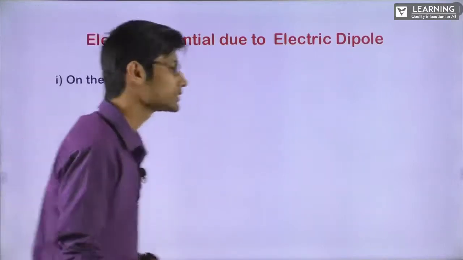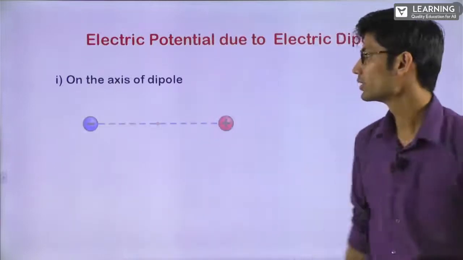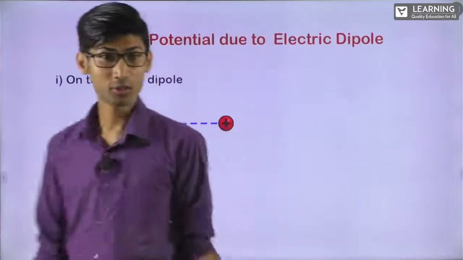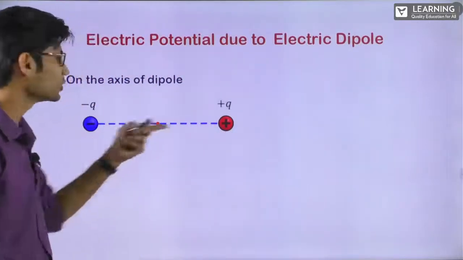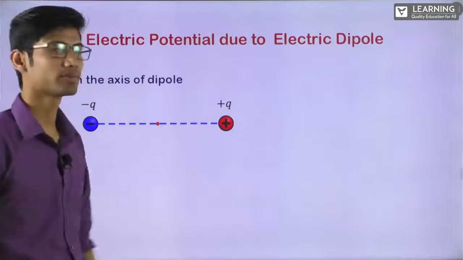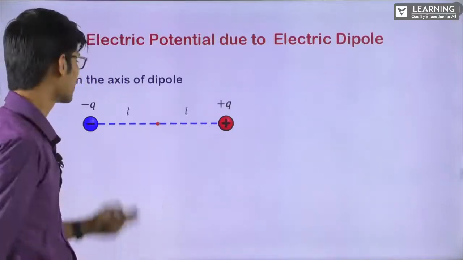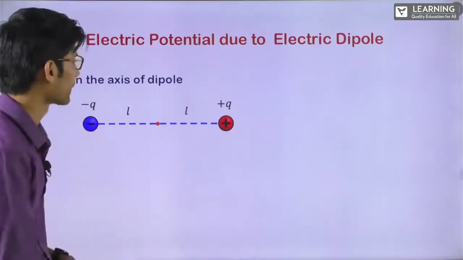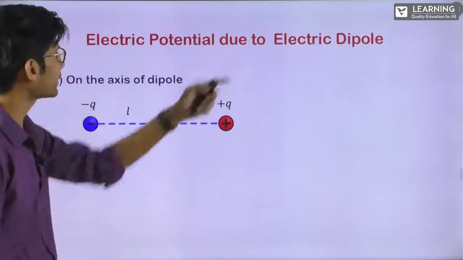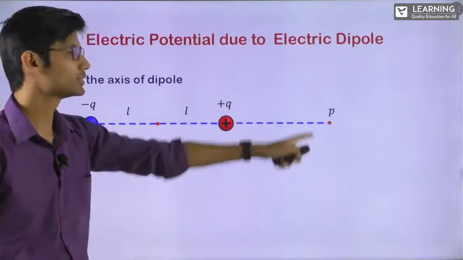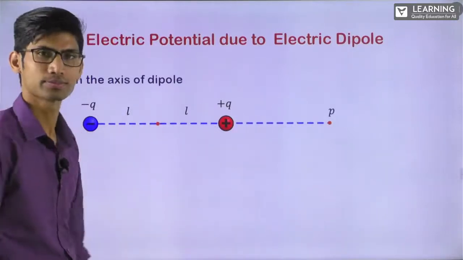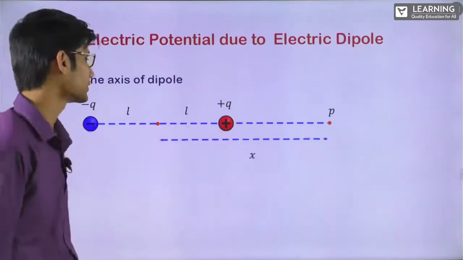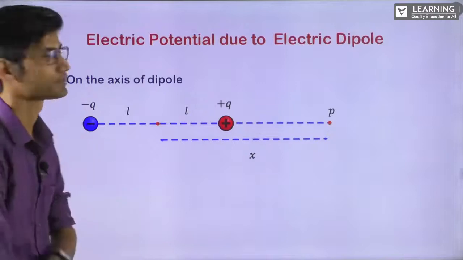Now, on the axis of dipole. So this is a dipole, negative charge, positive charge, equal and opposite charge, minus q, plus q. And this distance from the center we usually take as L, from the center to this charge, and from the center to this charge also L. We have to find electric potential at a point on the axis. So let's take one point P on the axis. We have to find electric potential there. This point P, let's say it is at a distance of x from the center.